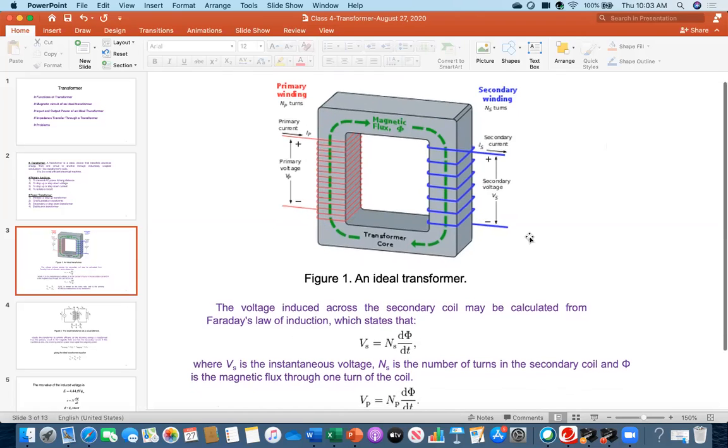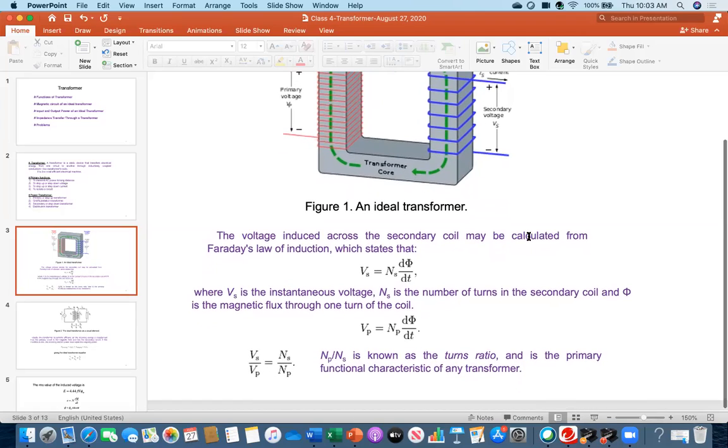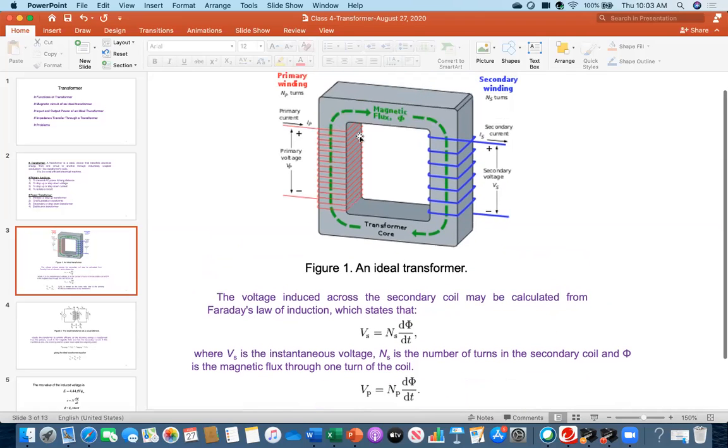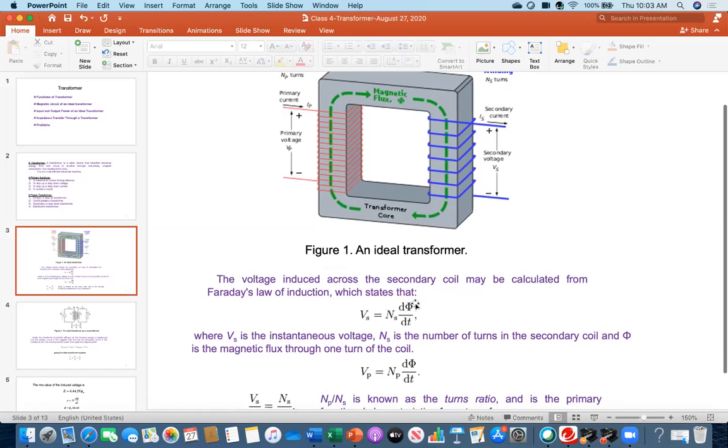From physics you already know, or even in the Circuit Analysis 2 course, you all studied magnetically coupled circuits, exactly the same thing. The voltage induced across the secondary coil may be calculated from Faraday's law of induction, which states Vs, the secondary voltage, equals Ns, the secondary number of turns, times d phi by dt. This phi, this flux, is varying with time. That is the time varying component, that's why d phi by dt.